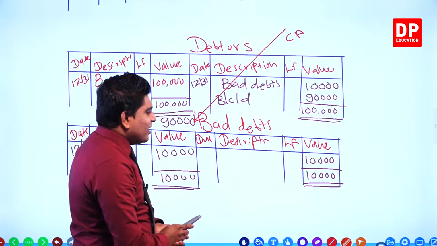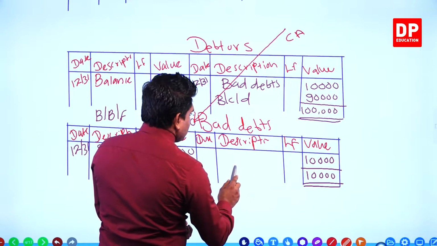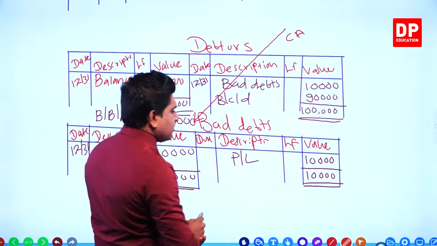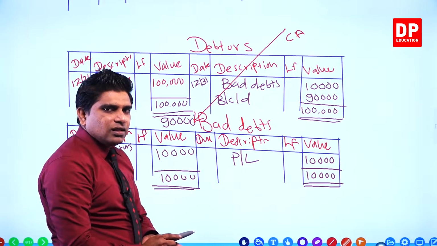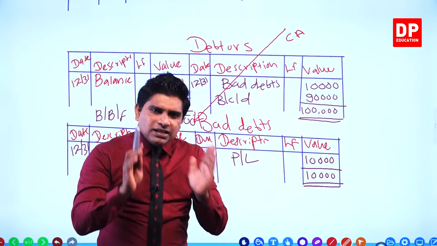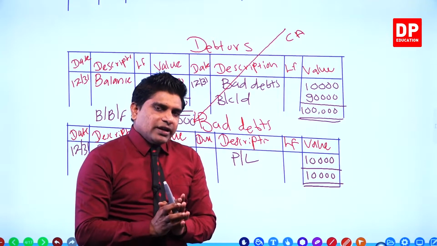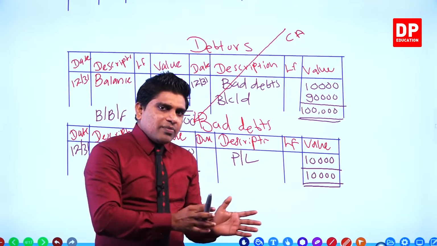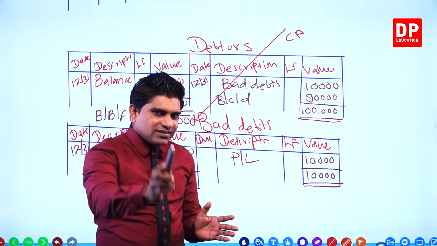Right? Now 10,000, do you write here balance carried down? No, you write profit and loss statement. Right? But in the general journal, we record only the adjustment entry. What is the adjustment entry? Bad debts account debit, debtors account credit, right?